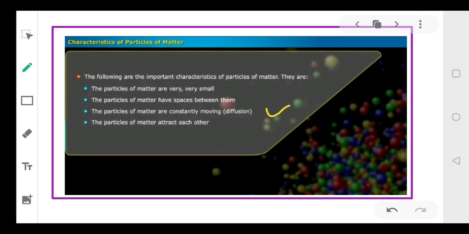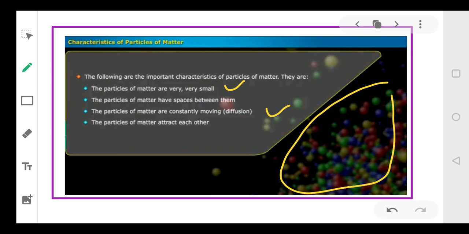So these are the characteristics of particles of matter. So we'll discuss it. First, the particles: every matter is made up of tiny particles. See, these are the particles. So every matter is made up of very, very tiny particles. So the particles of matter are very, very small.